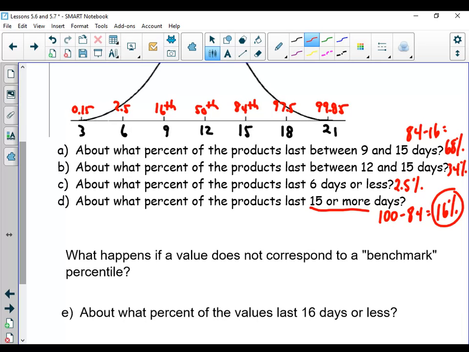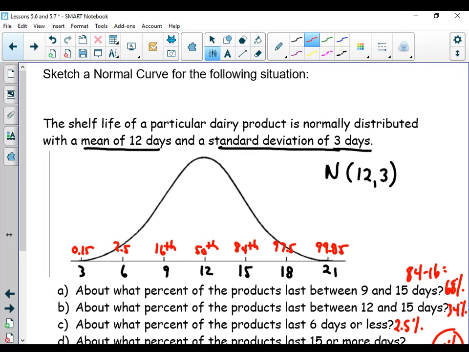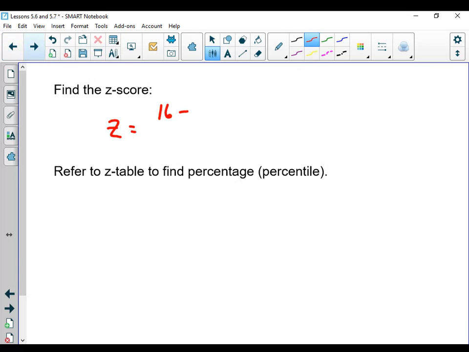And this is where that z-score comes in. So if I find out that it's not on one of my benchmarks, I'm going to take that value and find the z-score for that value. So to find the z-score, we know our value was 16. Originally, we already knew the mean was 12 and the standard deviation was 3. So nothing new as far as our steps, but we need to find out what the z-score is. So we're going to take 4 divided by 3, and we find out the z-score is 1.33.